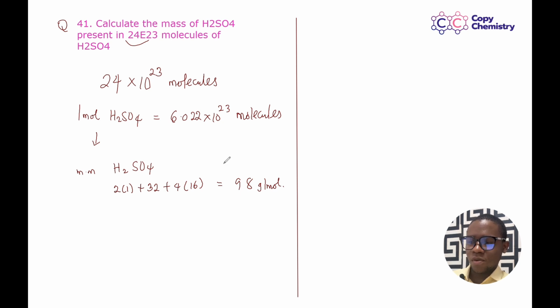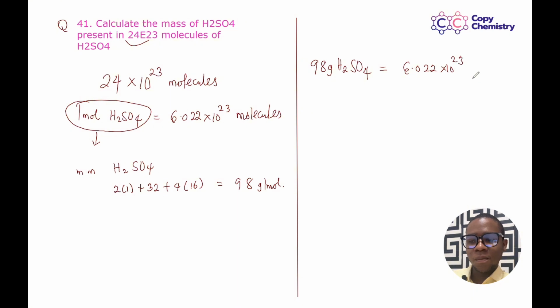Okay, so I've written 1 mole of H2SO4 here. I can as well write 98 grams if I want. So let's just bring it over here now. 98 grams of H2SO4 is the mass of 1 mole of H2SO4, and that contains 6.022 times 10 raised to the power 23 molecules of H2SO4.